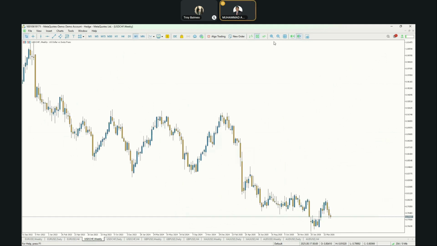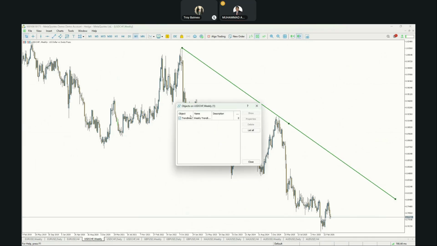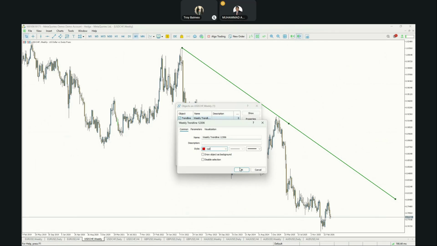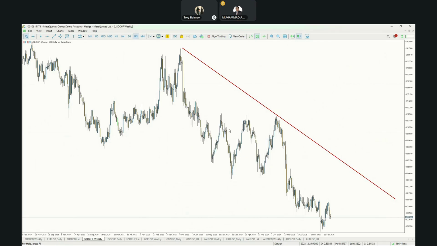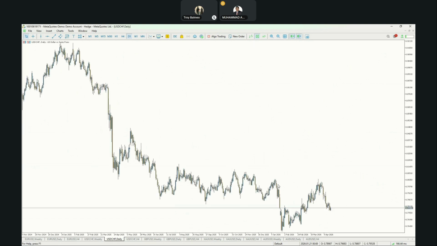The price action of USD Swiss franc, overall it's going down. If I zoom out a little bit, this one is the weekly time frame, and we can draw a simple trend line over here. So there's a nice downtrend going on inside US dollar CHF currency pair. Next one is the daily. Now in daily time frame, you can see we got this bullish rally over here.